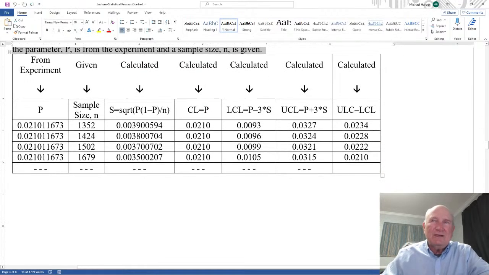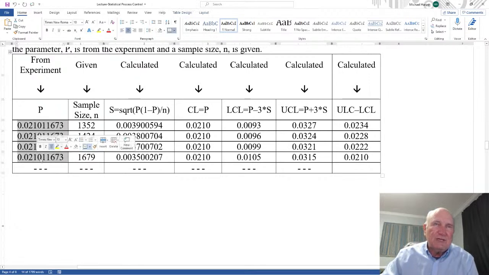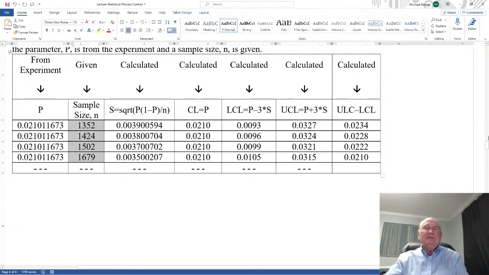So I only did 4 of these things. I probably should do more. But look what I do here. So here's the point. Here's 2.1%. That doesn't change. Now my sample size, I'm going 1,300, 1,400, 1,500, 1,600. I increase the sample size. So what's going to happen?